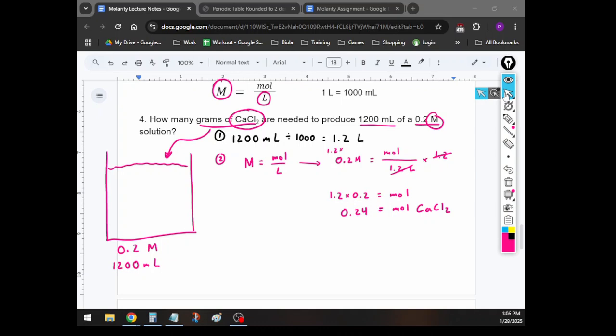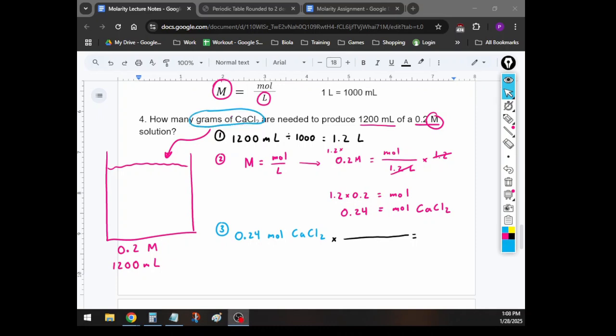Now what we're going to do is turn this into grams of CaCl2. So step 3 is what we just did in the previous problem. We're going to turn moles of CaCl2 into grams of CaCl2. Okay, so let's set up our fraction. I'm going to give you guys about 2-3 minutes to do this. Go to your periodic table, find the molar mass.